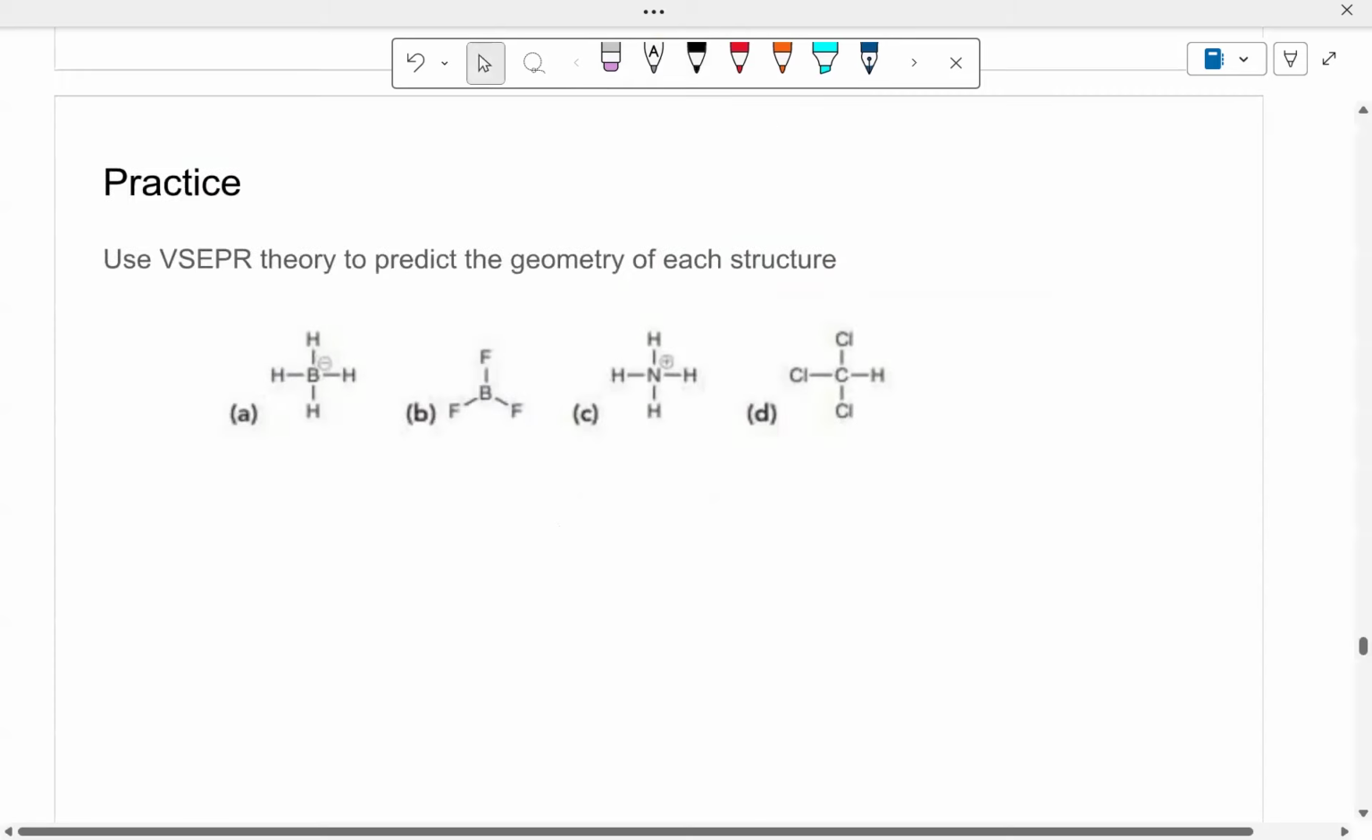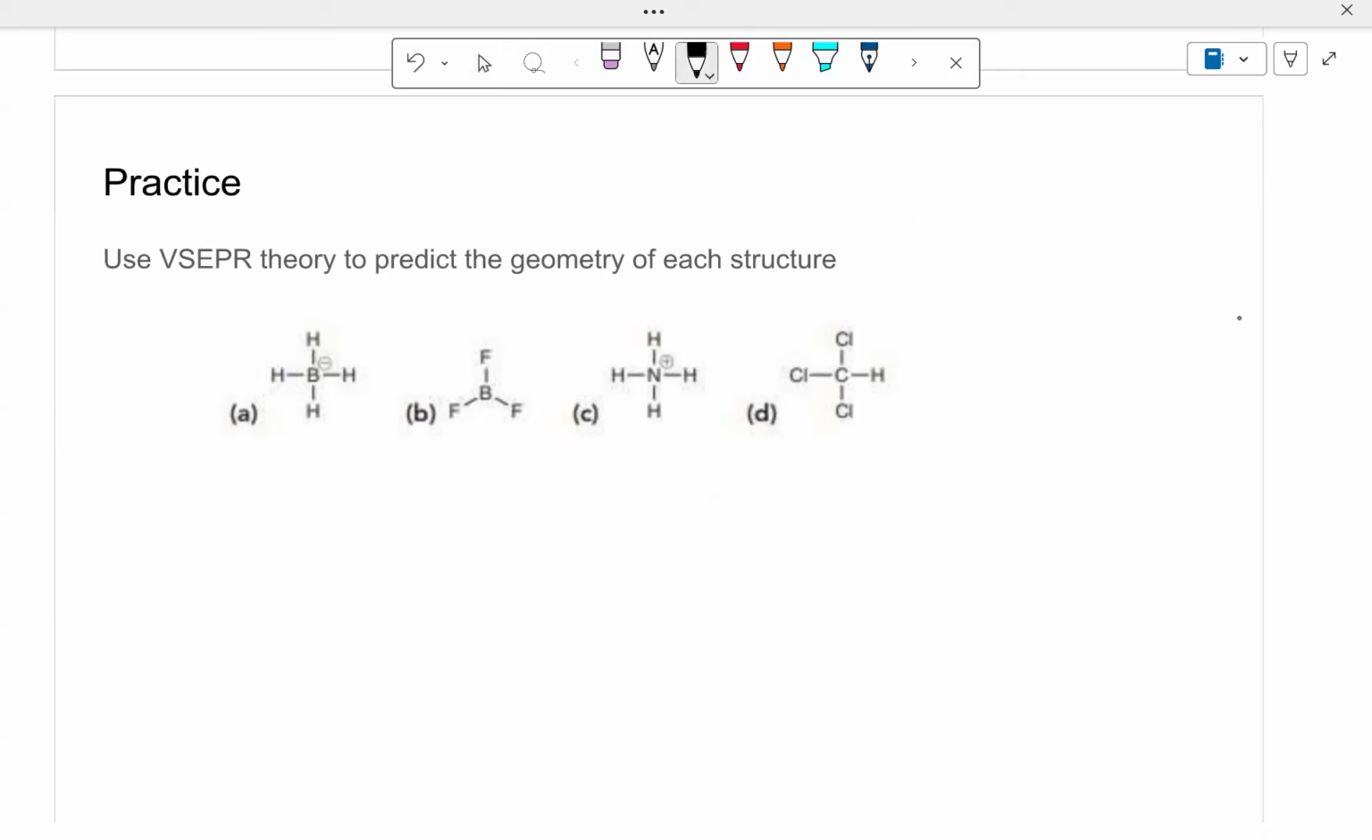So let's just get a little bit of practice with this and then we'll move on. Use VSEPR theory to predict the geometry of each structure. Like hybridization, this is just as simple as counting electron density around an atom. So in letter A here, this boron atom has four regions of electron density. They are all bonding electrons. So we would call that tetrahedral. In the next one, there are three regions of density, and so we just default to trigonal planar.